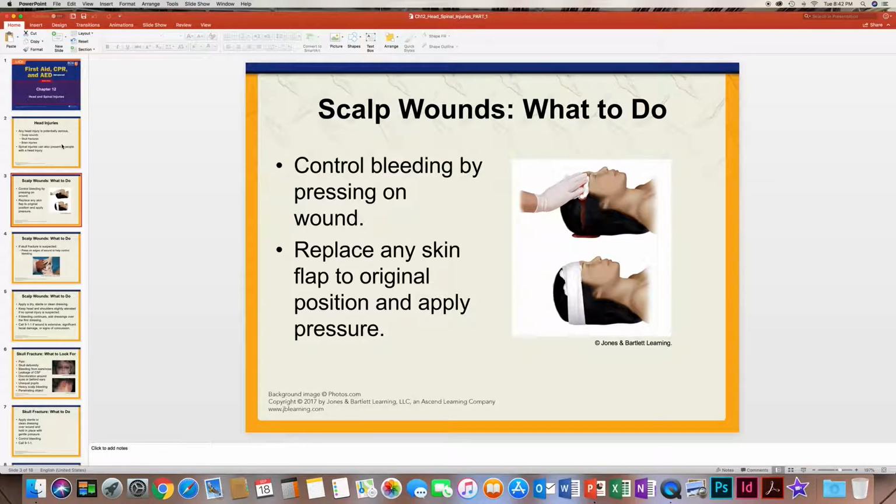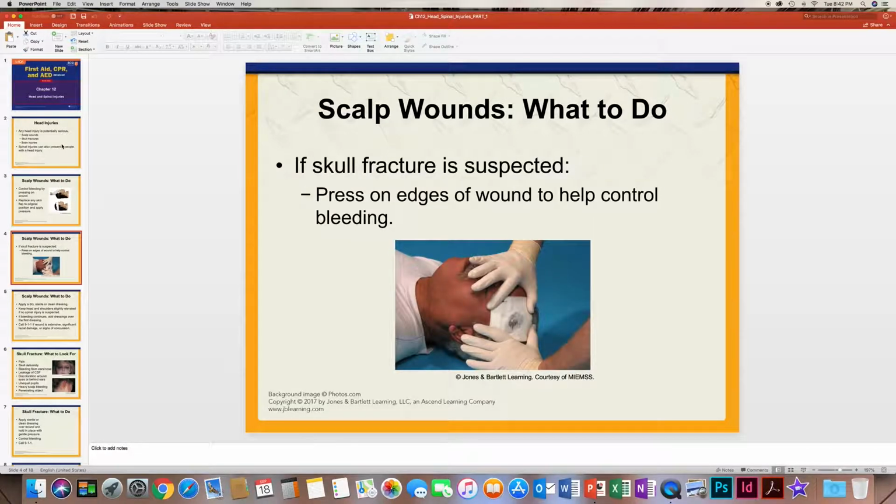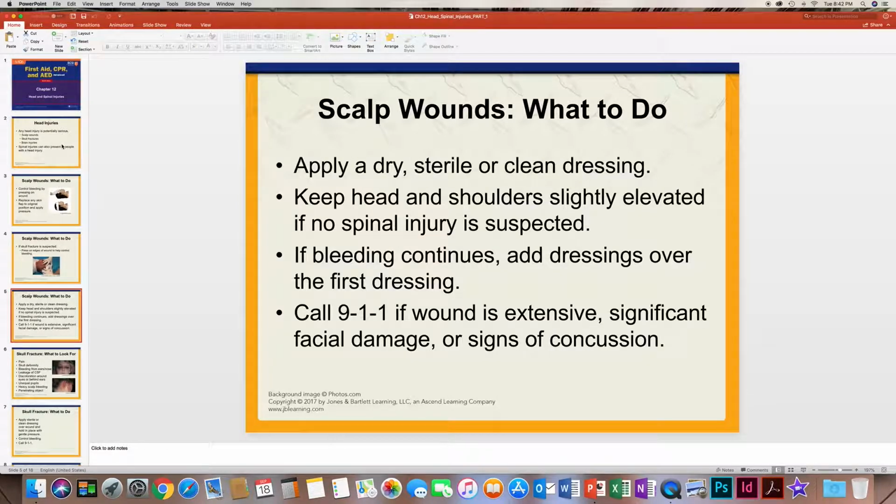With scalp wounds, you need to control the bleeding by pressing on the wound. Replace any skin flap to the original position and apply pressure. If a skull fracture is suspected, press on the edges of the wound to help control the bleeding. Apply a dry, sterile dressing. Keep head and shoulders elevated if no spinal injury is suspected. If a spinal injury is suspected, you don't want to move the patient. If bleeding continues, add dressings over the first dressing. Call 911 if the wound is extensive and if there's facial damage or signs of concussion.